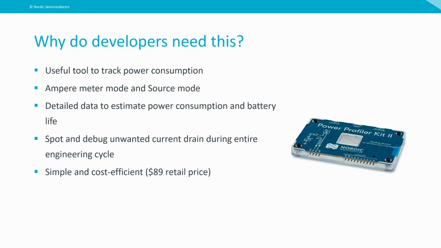So why do developers need this? It's an easy, useful tool to track power consumption. It has support for ampere meter mode and source mode. It shows you detailed data to estimate power consumption and battery life. And you can also use it to spot and debug unwanted current drain during the entire engineering cycle. This tool or similar tools are essential if you're going to develop a low power device.